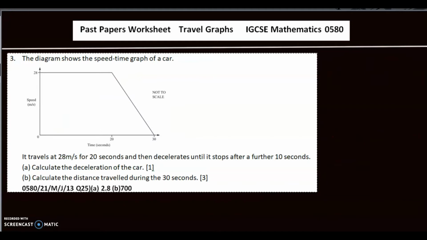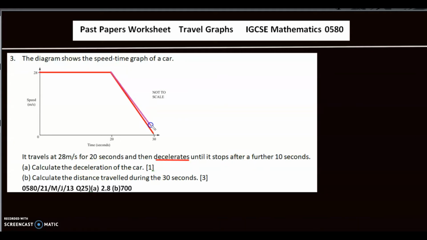Okay, question number 3, which says the diagram shows the speed time graph of a car. It travels at 28 meters per second for 20 seconds. We can see that from the figure. So it's traveling at 28 meters per second for the first 20 seconds and then it decelerates. The following slope is showing deceleration until it stops after a further 10 seconds. Calculate the deceleration of the car.